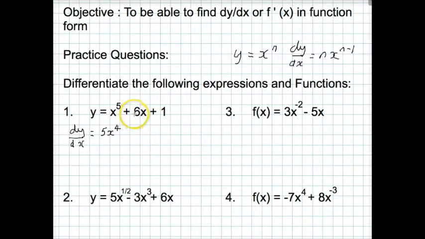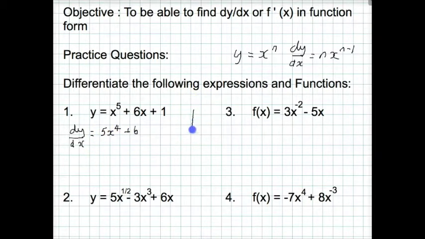This one here, if we think of this as x to the 1, 1 times 6 is going to give us 6, so we have plus 6. And then if this 1 goes down to 0, this becomes x to the 0. Now x to the 0 is 1, so 6 times 1 is just 6. So basically the x there just disappears. And the 1 on the end there disappears totally.